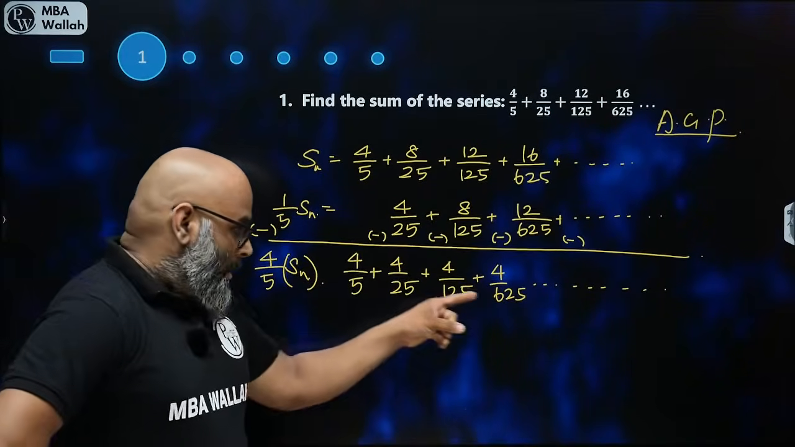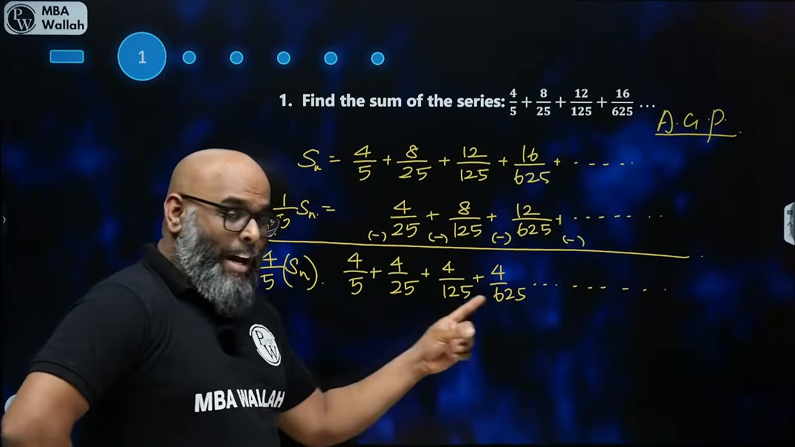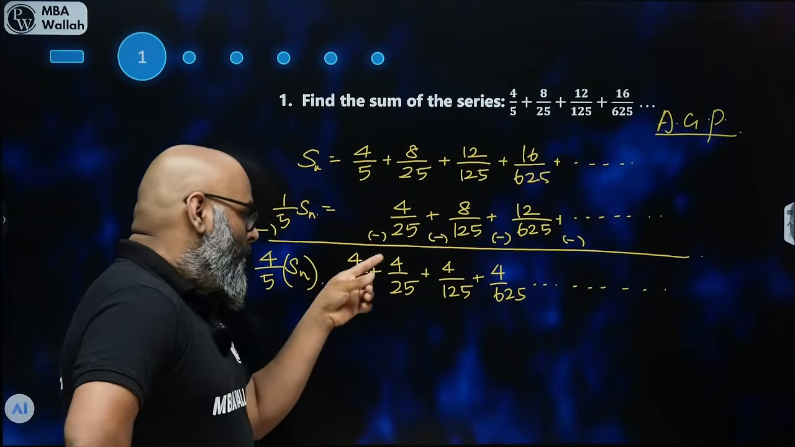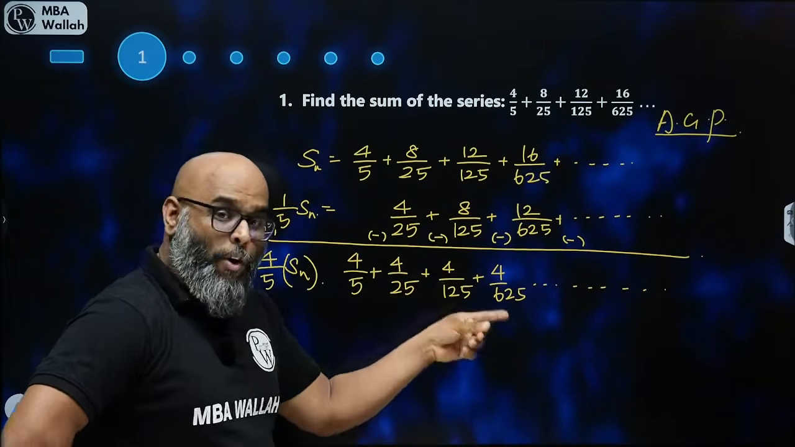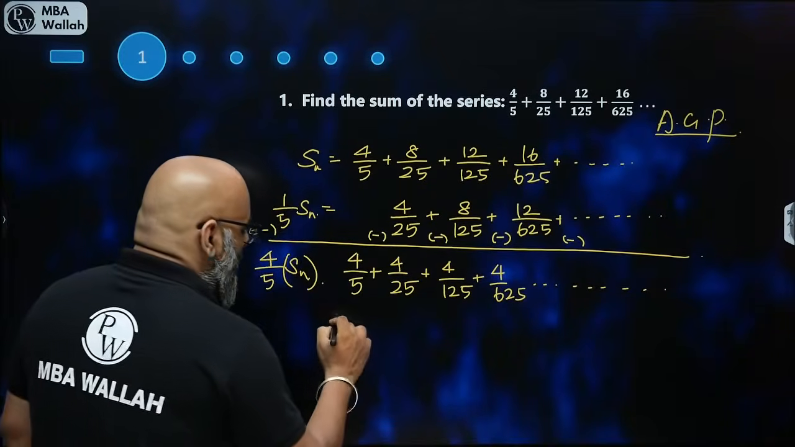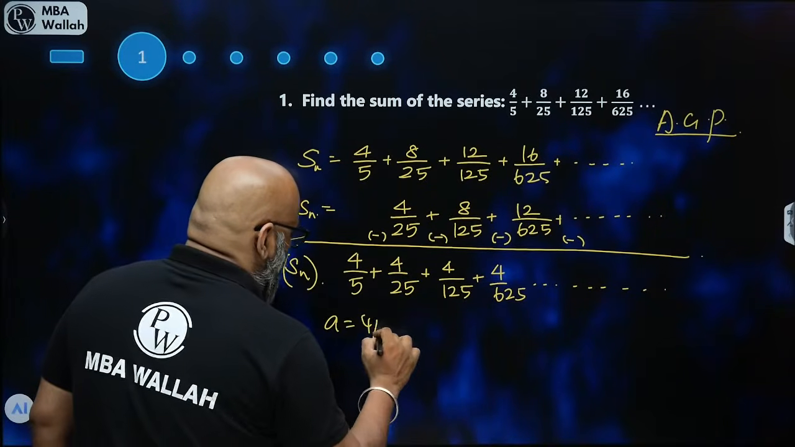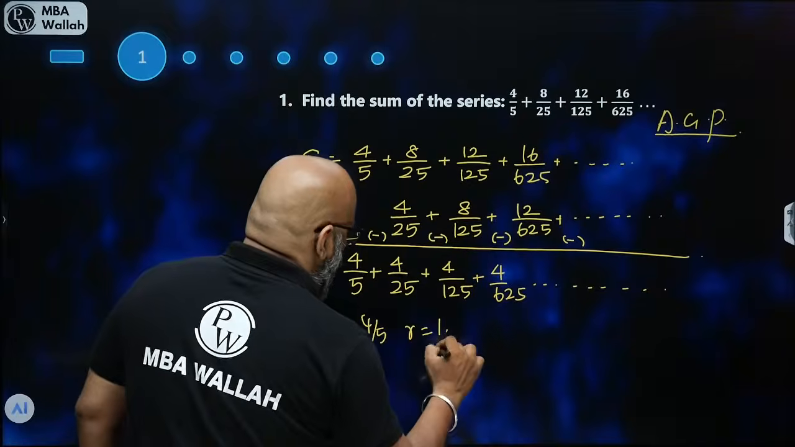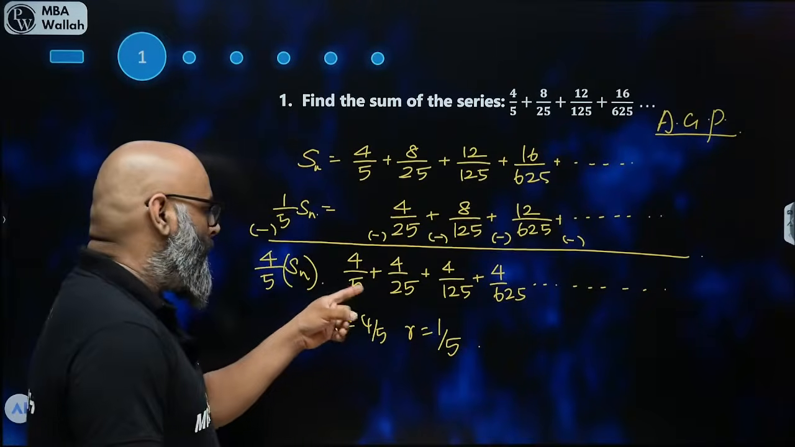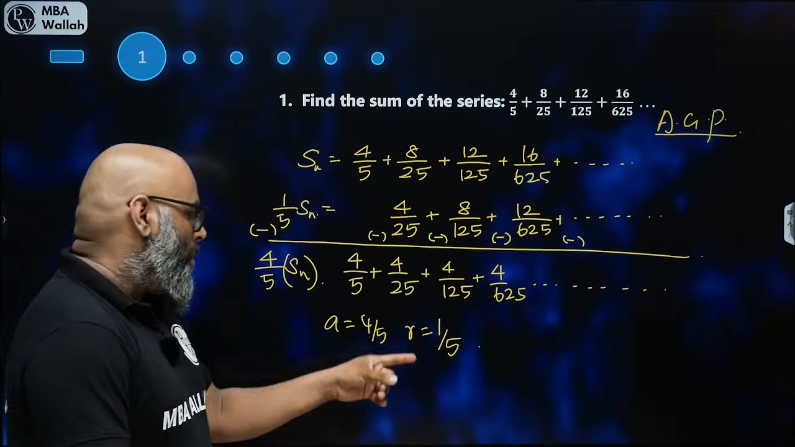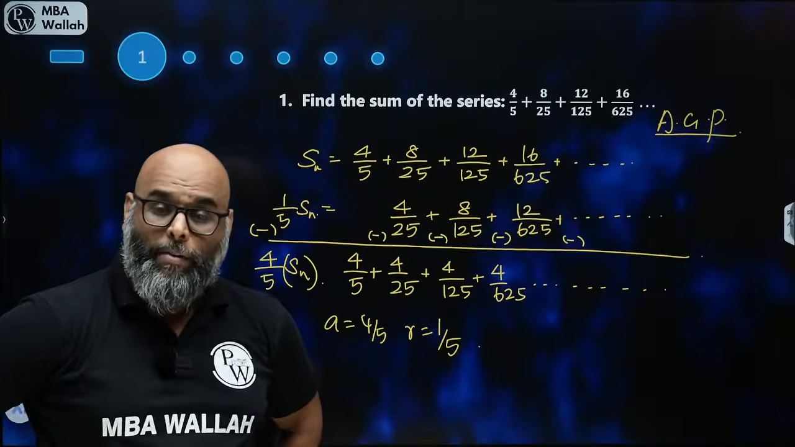Now I look at this, I realize I can call it a GP. 4 by 5, 4 by 25, 4 by 125, 4 by 625, where A is equal to 4 by 5 and R is equal to 1 by 5. The denominator gets multiplied by 5 every time, so I'm going to call R is equal to 1 by 5.